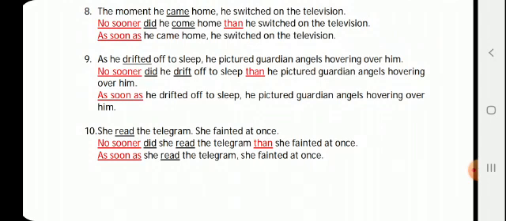So, no sooner. Now read will become, we will add did because it is in the past tense, and now we will read it as reed, not red. So, no sooner did she read the telegram than she fainted at once. When you change it into as soon as, we'll remove the auxiliary verb did, and read will again become the past tense V2 form. Read, we will pronounce it as red. As soon as she read the telegram, she fainted at once. Understood, students? It's very easy.